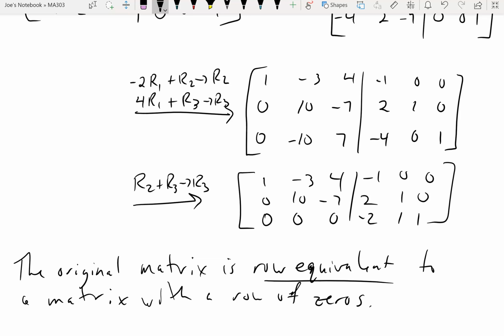And if you've had discrete math, you would have talked about equivalence relations. Row equivalency is an equivalence relation for matrices.